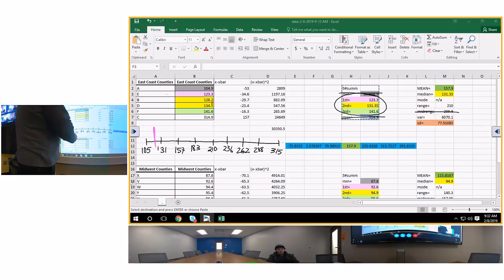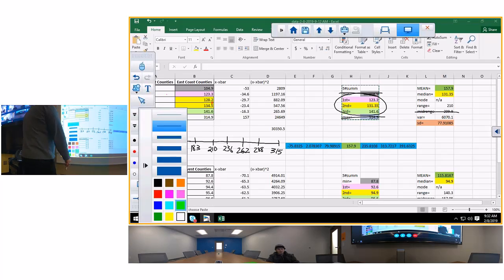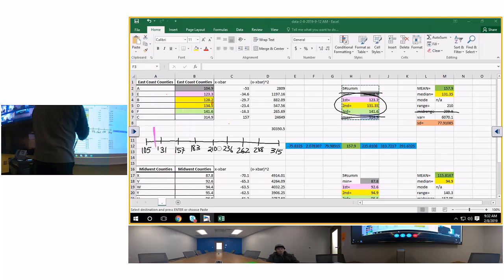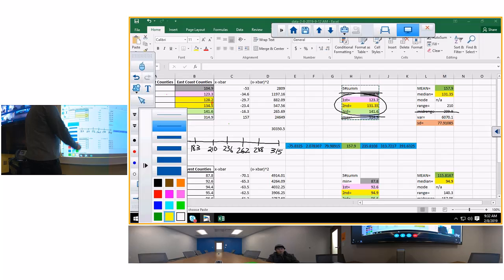Okay, the other color is green, verde. And that's going to be 142. 142 is right there. And then what's the middle? 131.